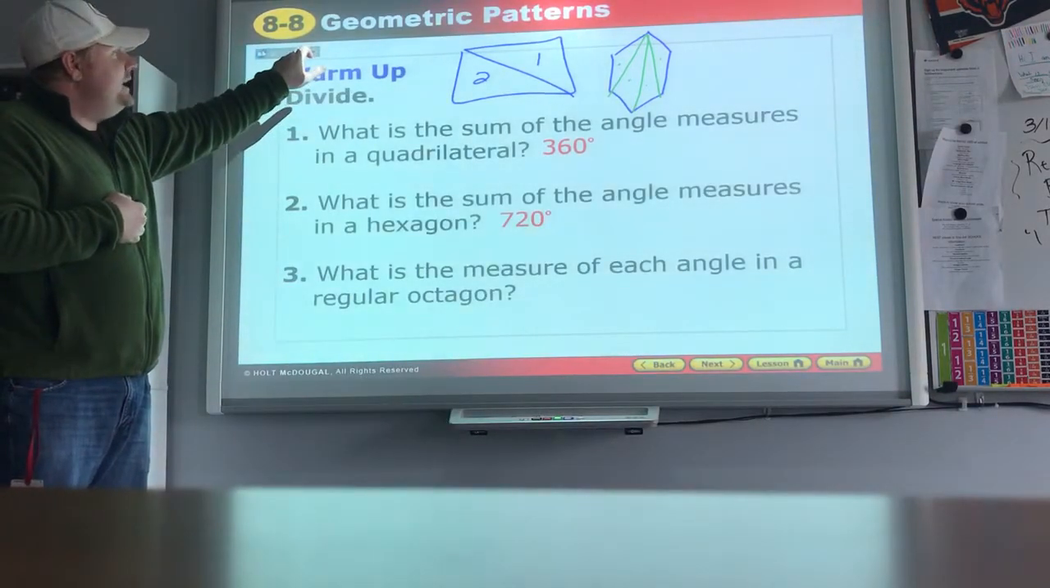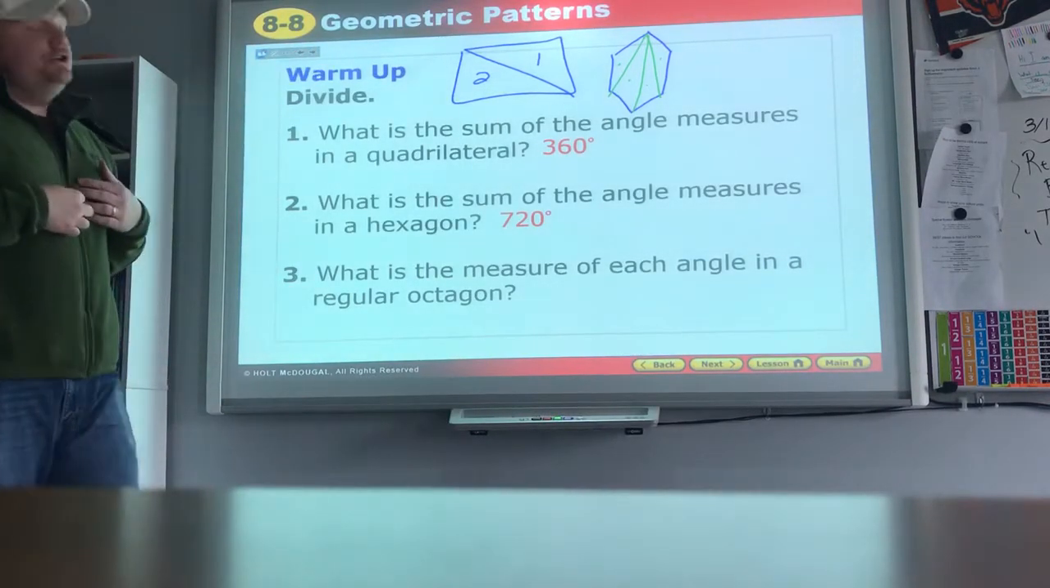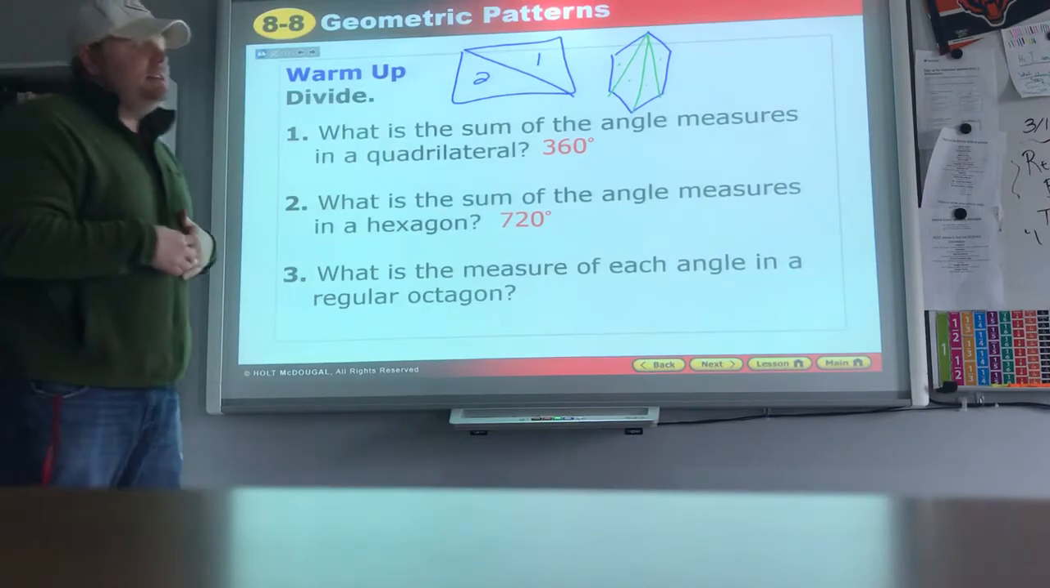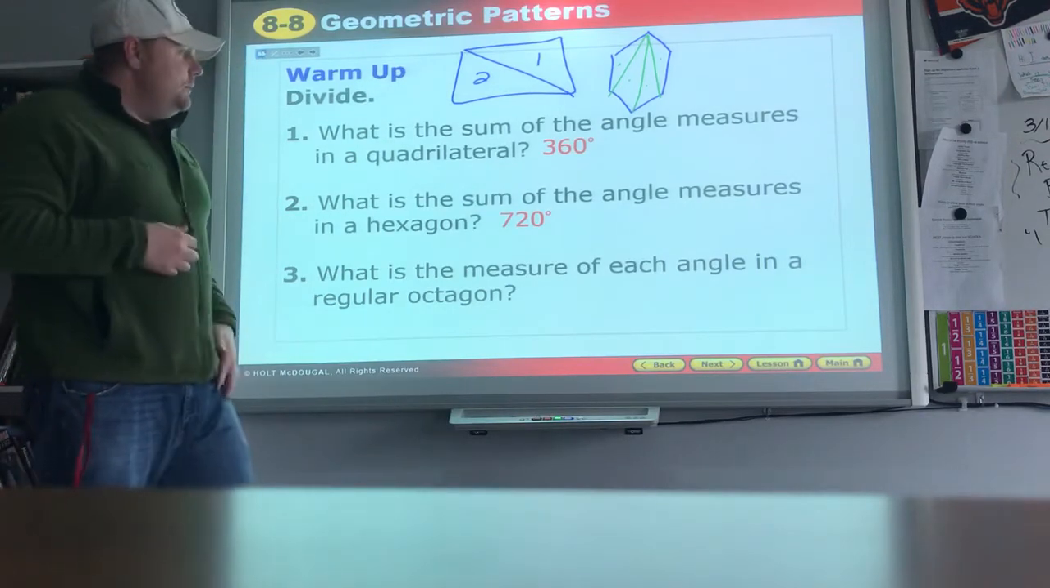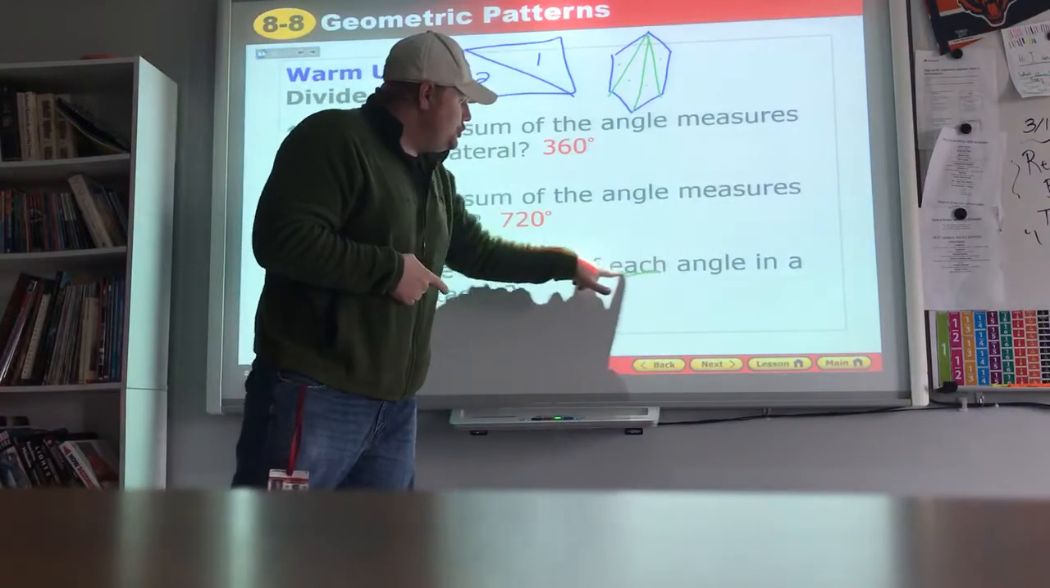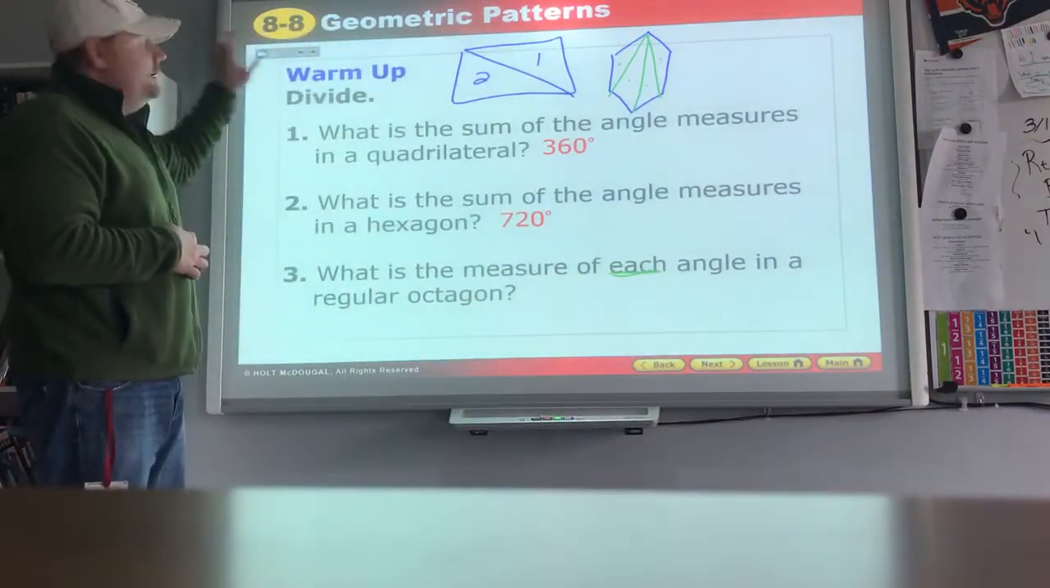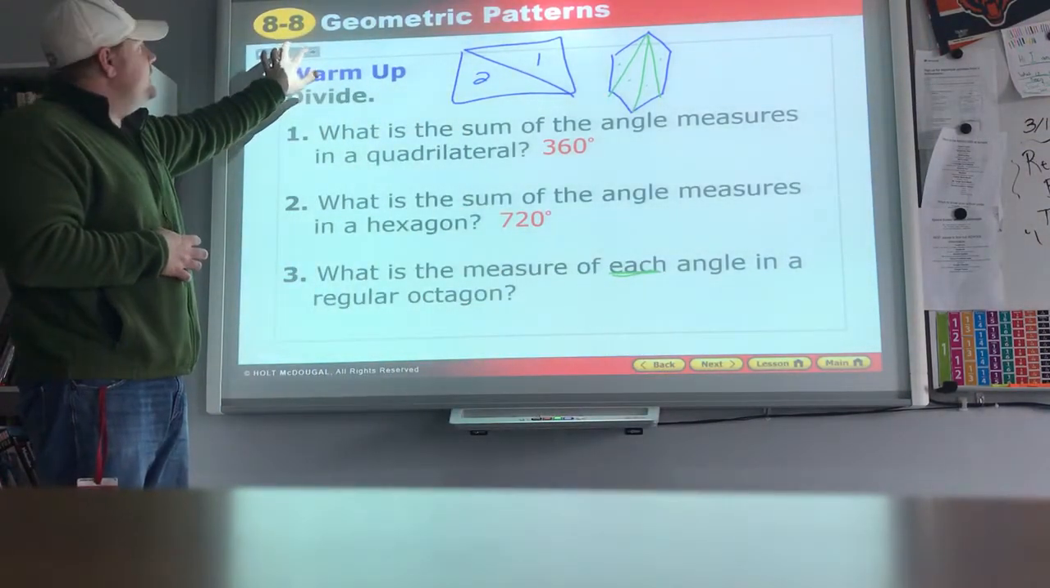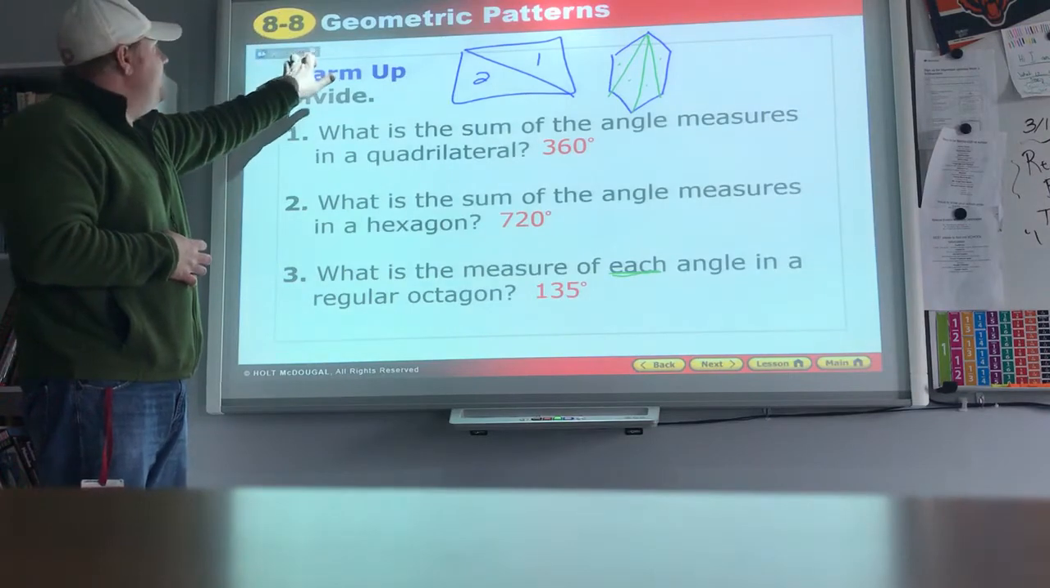The next one we do is an octagon. When you do an octagon, you're going to have to trust me, there's 6 triangles, and that's 1,080 degrees. But they want each of the degrees, or each of the angles. So, divide by 8 and you get 135.